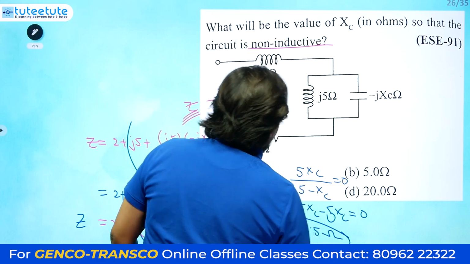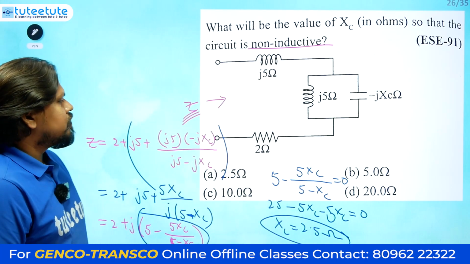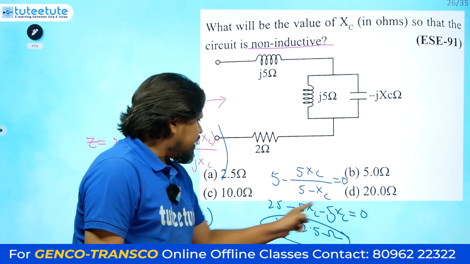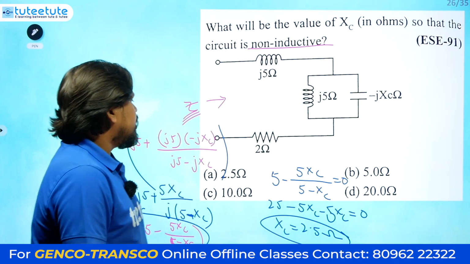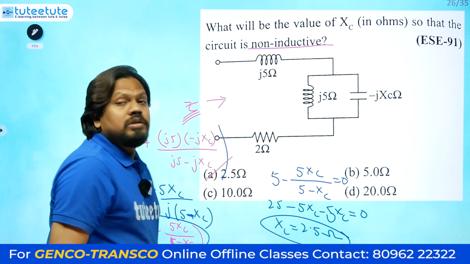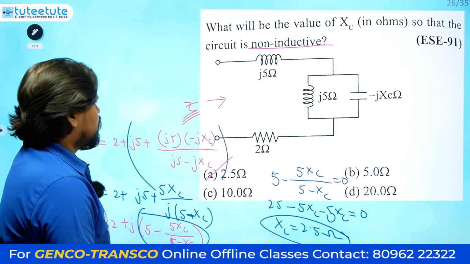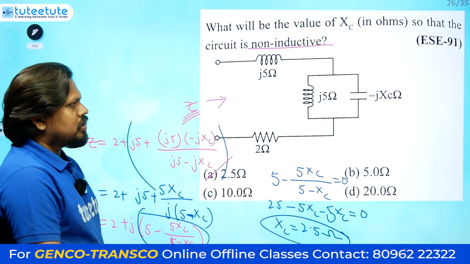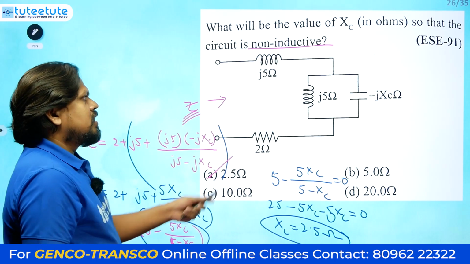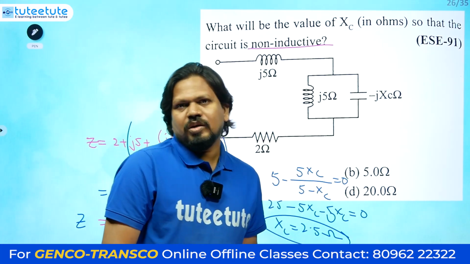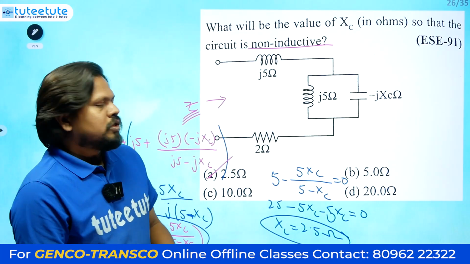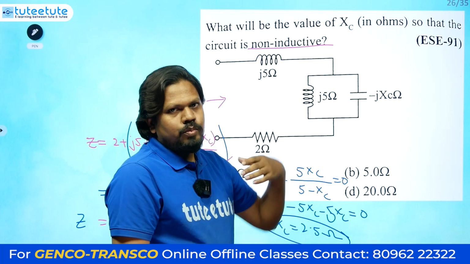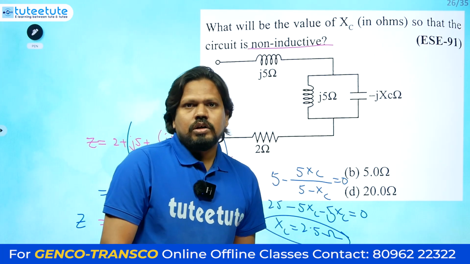They are asking for the XC reactance value, so it will be 25 divided by 10, which gives 2.5 ohms. Option A is the correct answer. We need to follow the procedure, that's it. No other method is there for this. Even though some shortcut is also there, it will not be useful for you and you will get confused. If anybody knows, you can try the shortcut.